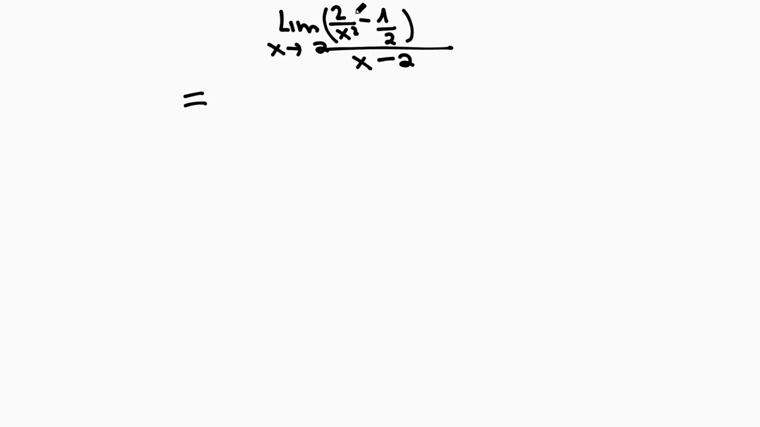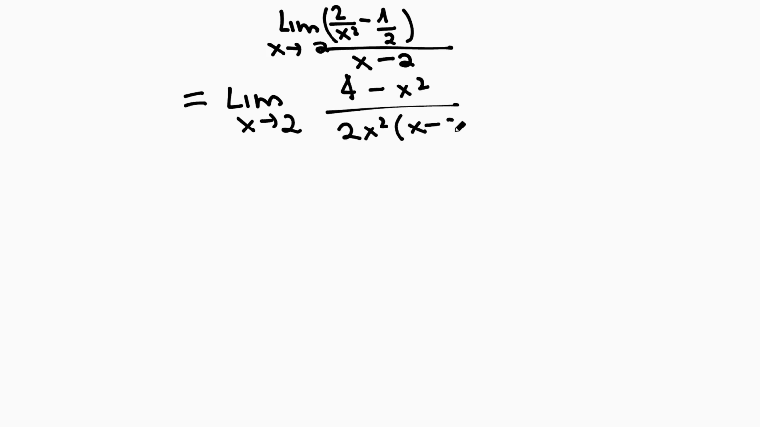Okay, so I'll just subtract this one. Should be easy enough. 4 minus x squared, and then down in the denominator, I have 2x squared times x minus 2. And I will use the difference of squares formula here.